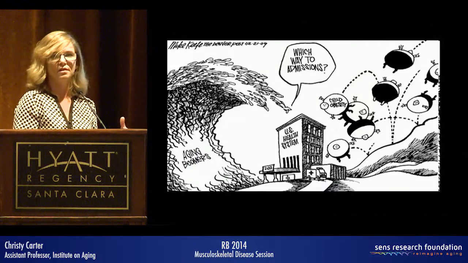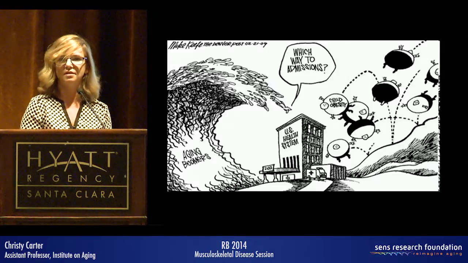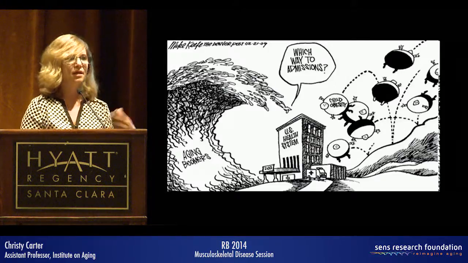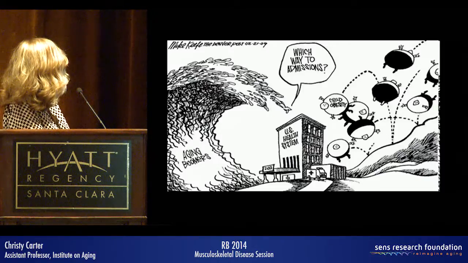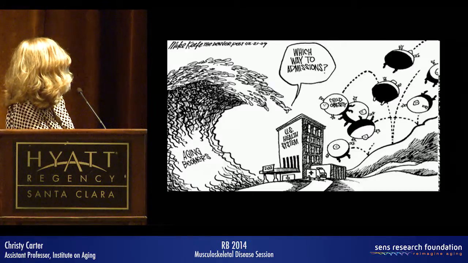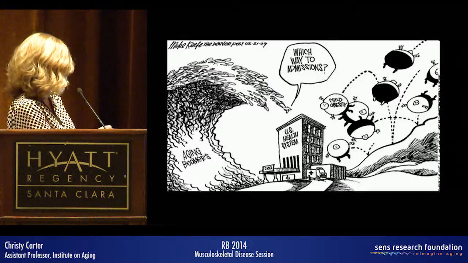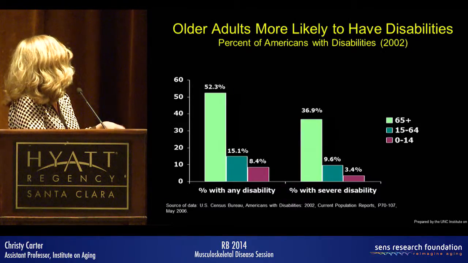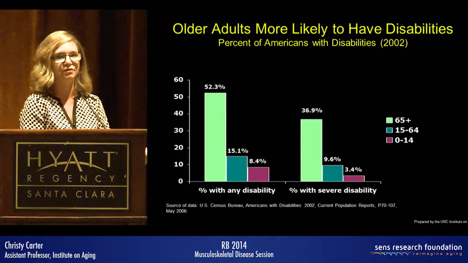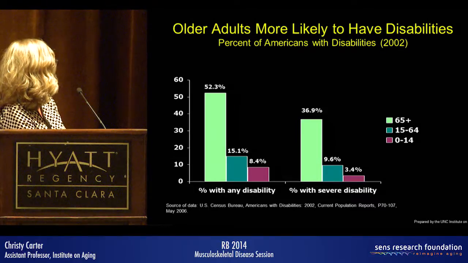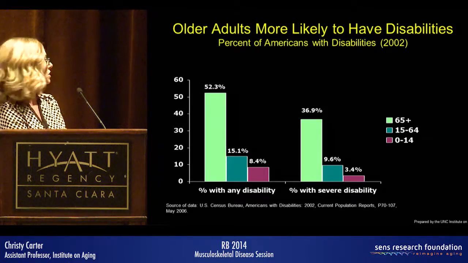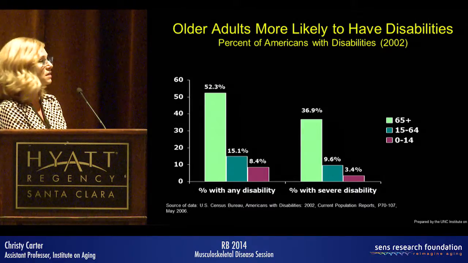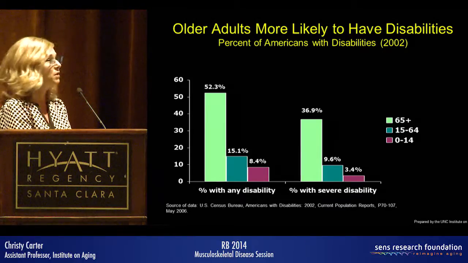So why do we care about this? Everyone puts up that slide that says, there's going to be more people who are aging, and they're going to be in our population. But I like this one because it shows this tidal wave of hospital admissions. So it's going to be a burden on our healthcare system, these aging baby boomers. And this is a topic for another talk and another story altogether. It's also the case that older adults are more likely to have disabilities. So if you look here, this is the percent of people 65 and over, 15 to 64, 0 to 14, with any disability, and you can see it's at 52%. But the percent with severe disabilities is at 40%, so that's still a huge portion of the population.